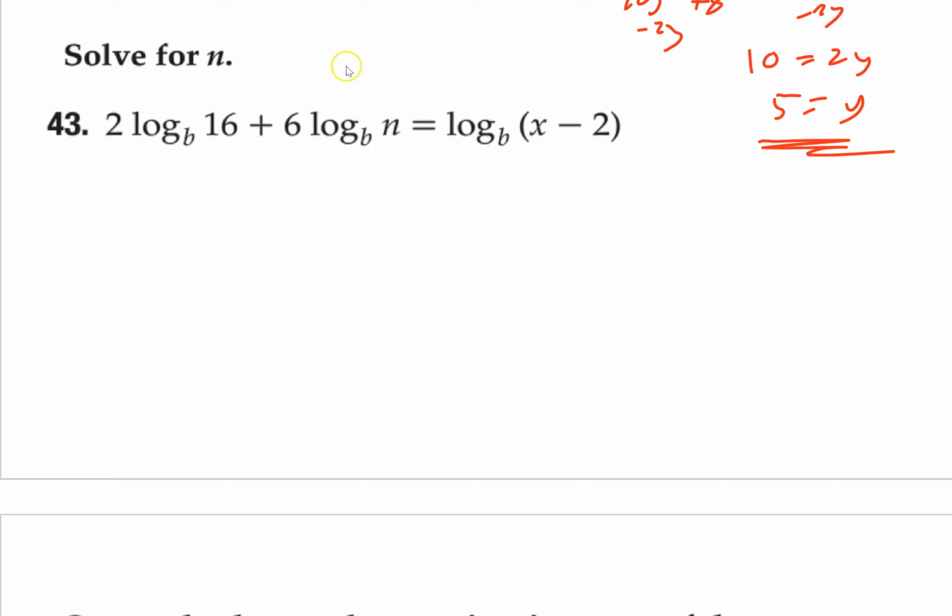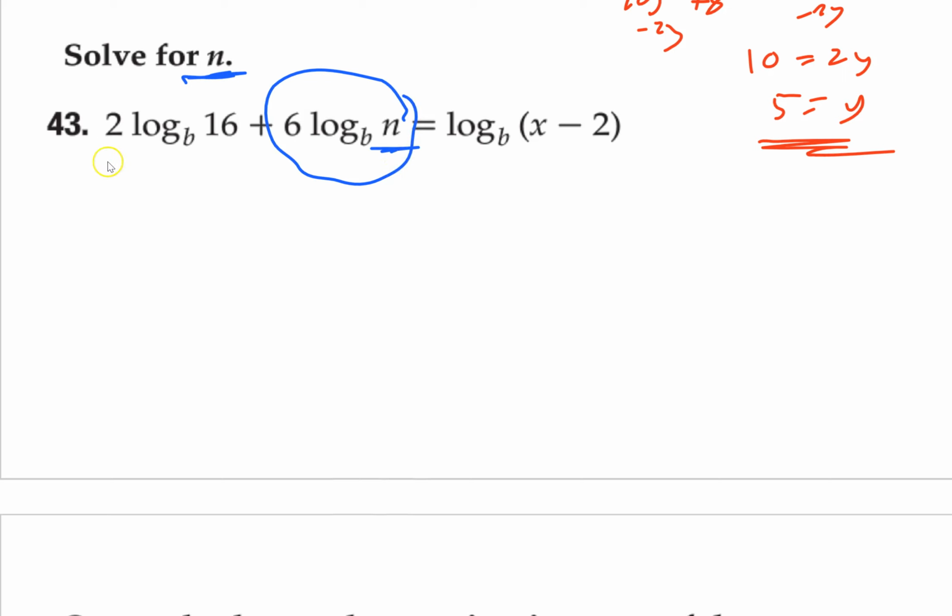Okay, almost done. Let's finish this up. So look at this one. This was interesting. Solve for n. Now look, there's a lot of variables here. There's b's for bases. There's an x there. I don't care about any of those. I just want to solve for n. Remember, the way you solve for any variable is you isolate it. So let's get this thing by itself.